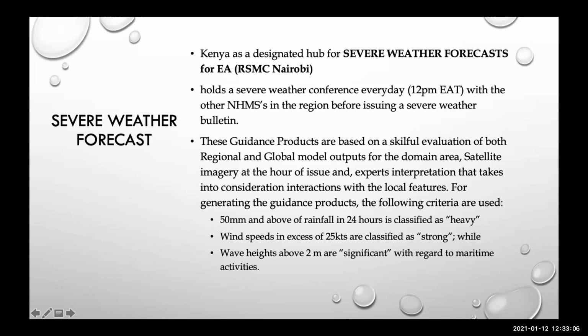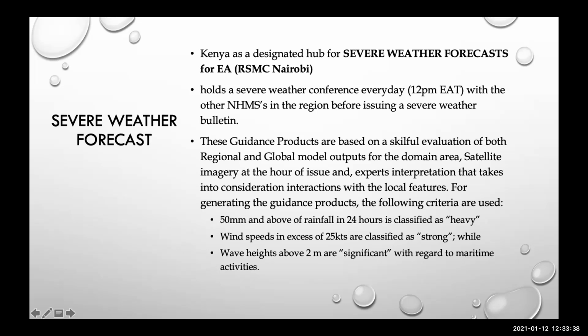So the criteria, of course, is 50 millimeters and above for rainfall within 24 hours. We classify that as quite severe. Of course, the classification is that anything between 5 and 20 is moderate. Anything after 20 millimeters is heavy. But still, when we have severe events where we could have more than 50 millimeters of rainfall, we classify that as severe.